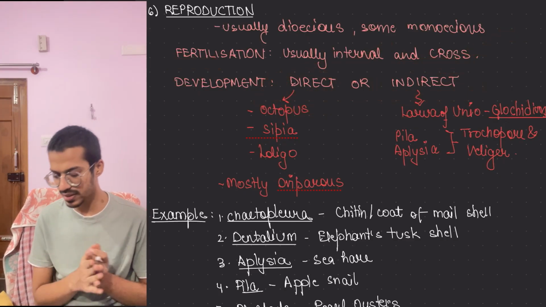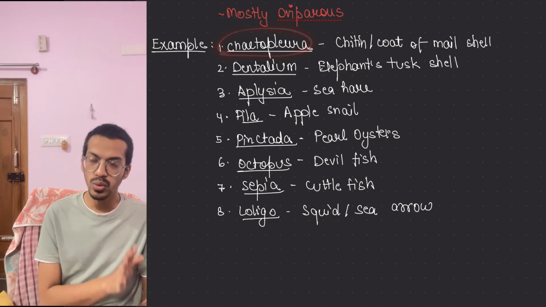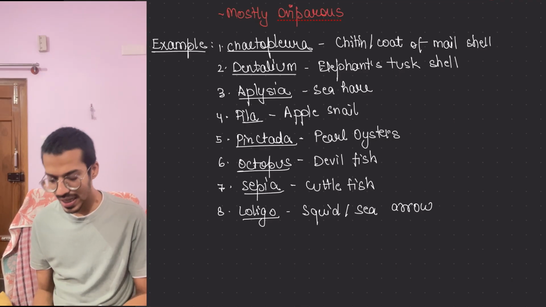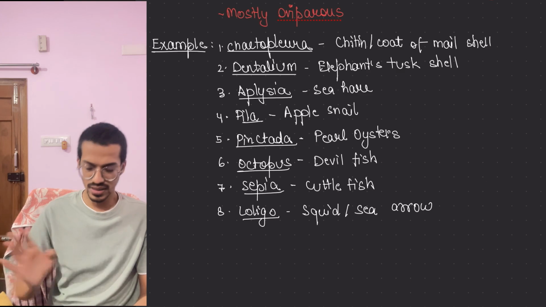Then examples. We have Chitopleura, that is the chiton, the coat of mail shell. Then we have Dentalium, that is the elephant tusk shell. It's like an elephant tusk, a tusk-like shell is present.